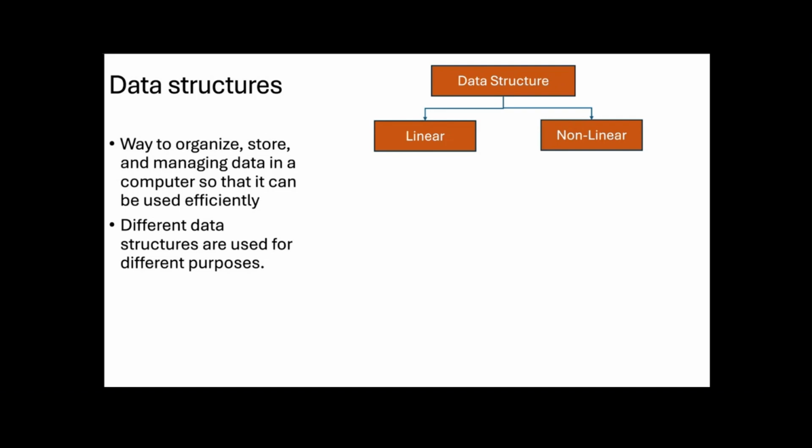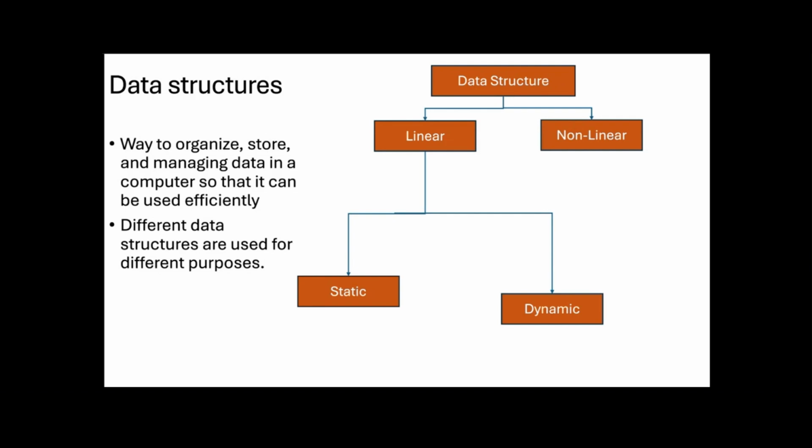In linear, there are two types of linear data structures: one is static and one is dynamic. In a static linear data structure, the example is an array, where your size is fixed. In your program, you declare, let's say, an integer array of 50 numbers, or size 50. You are saying it is fixed, and that is what the compiler also expects. Otherwise, it will give an error.